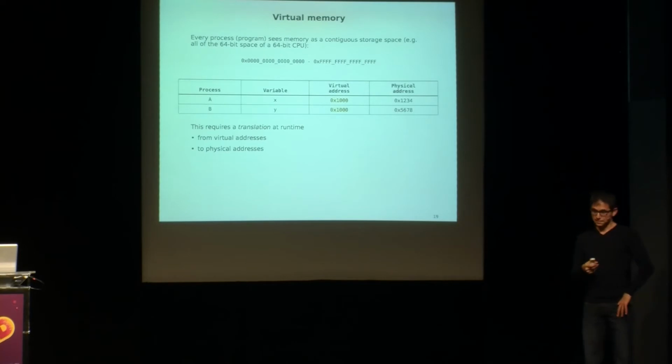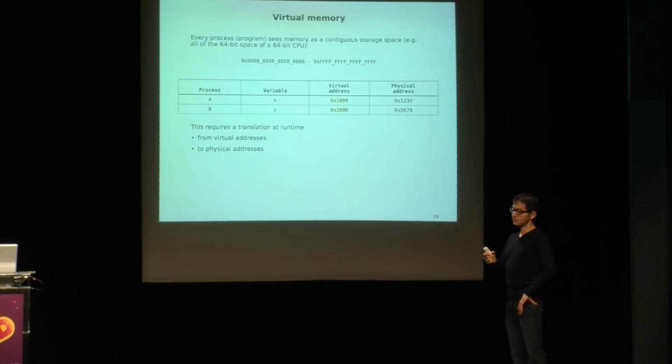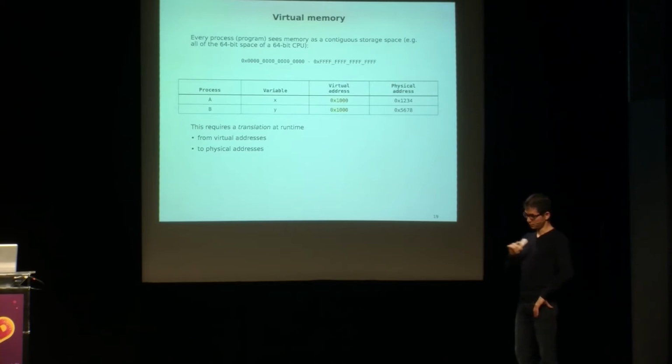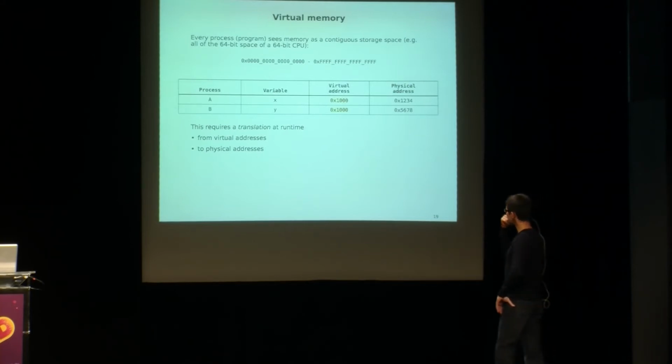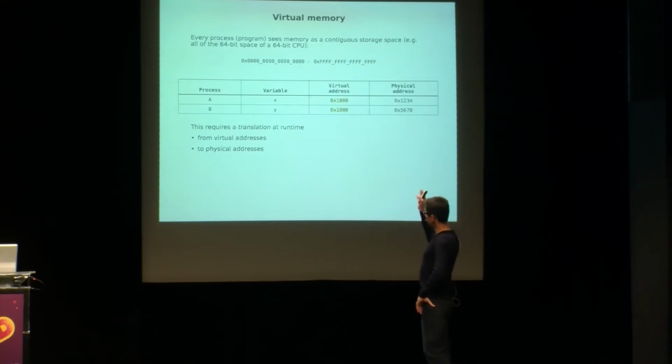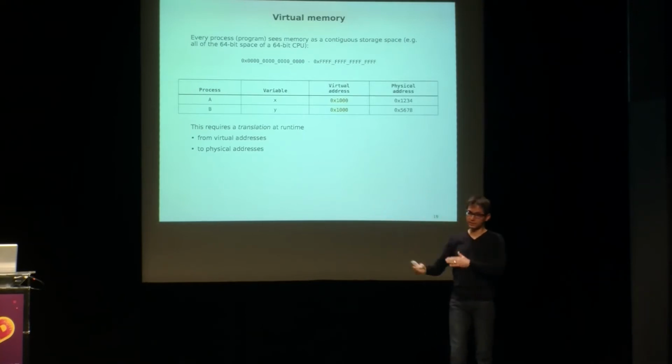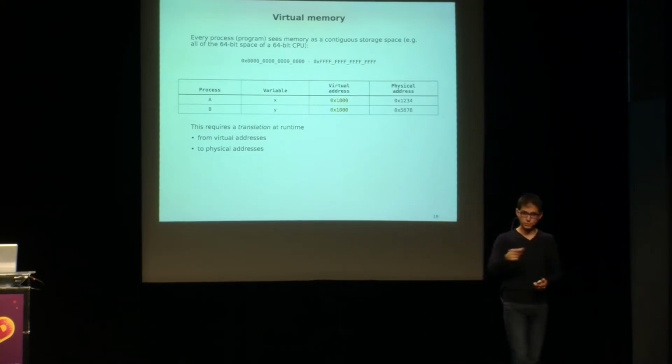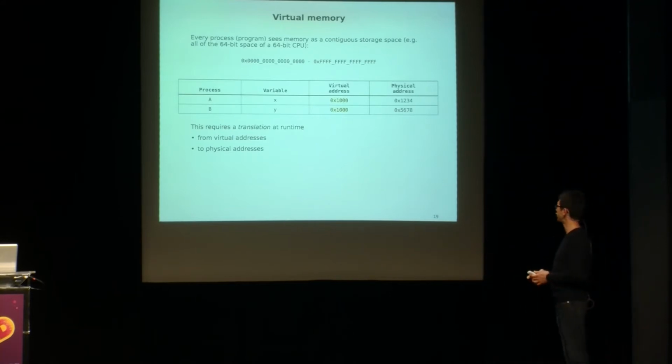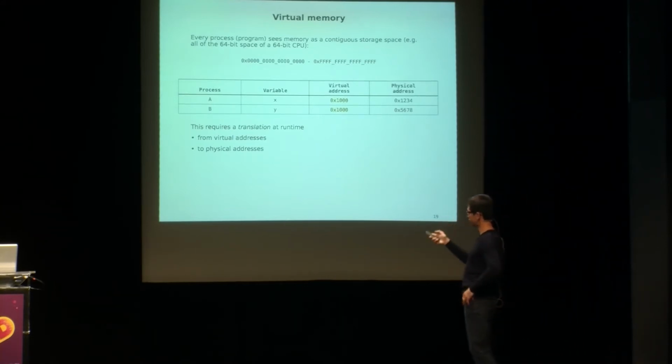So the code wants to touch a variable at hex 1000. The CPU is executing that 1000 access, but the thing is somewhere else. So this requires a translation at runtime. As you're executing your code, constantly there is this translation happening behind the scenes from virtual address to physical address.